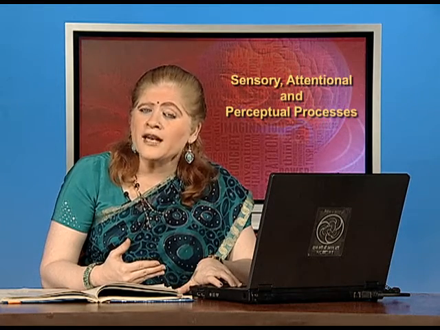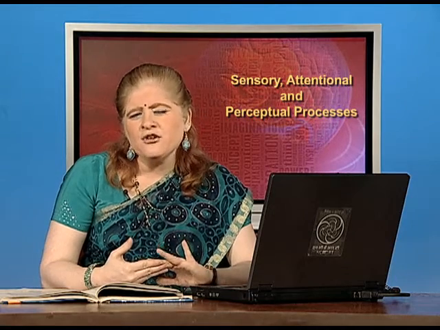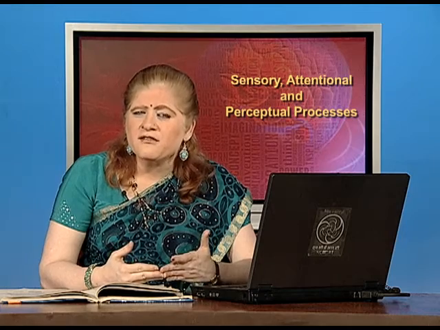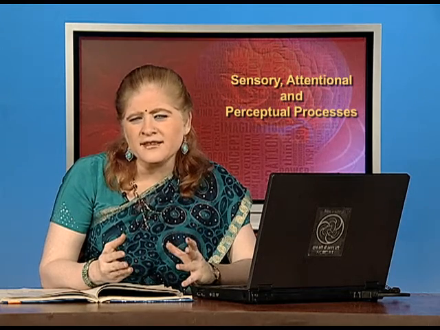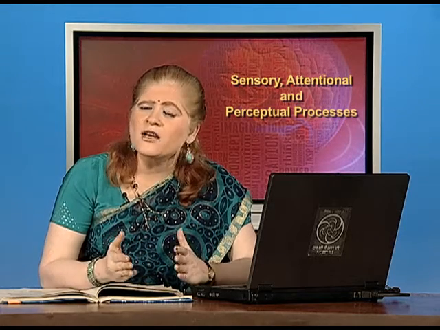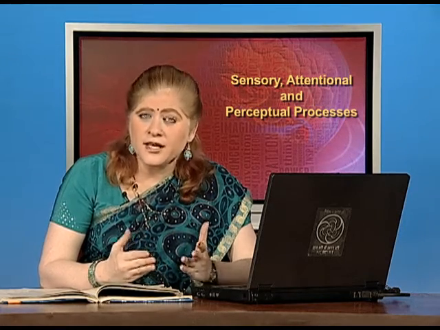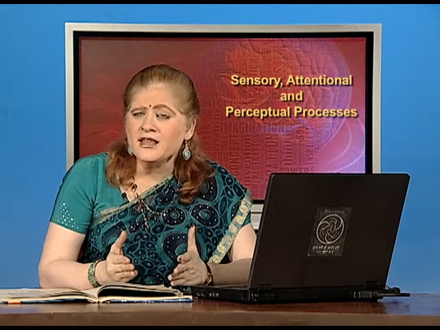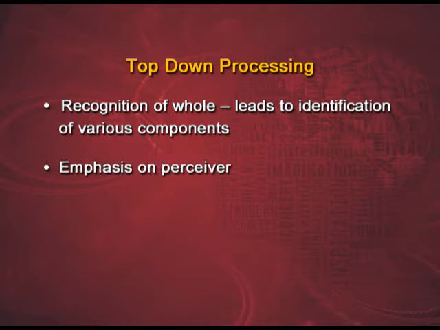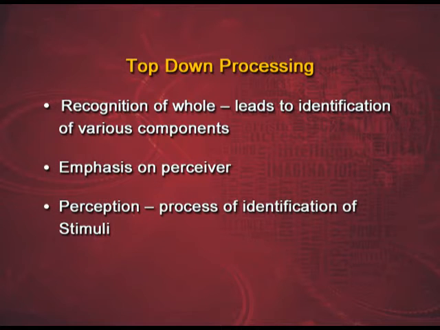But there is also another approach to it. For instance, when you see a dog, you say that this is a dog. Do you first perceive its paws, its 4 legs, its eyes, and then you make sense of a dog? Or do you just say it is a dog and then go on to see its different parts? If you first see the dog and then the parts, then you are using the top-down processing approach of perception. This deals with the recognition of the whole, which leads to the identification of certain components. The emphasis here is on the perceiver. The perception is a process of identification of stimuli here.